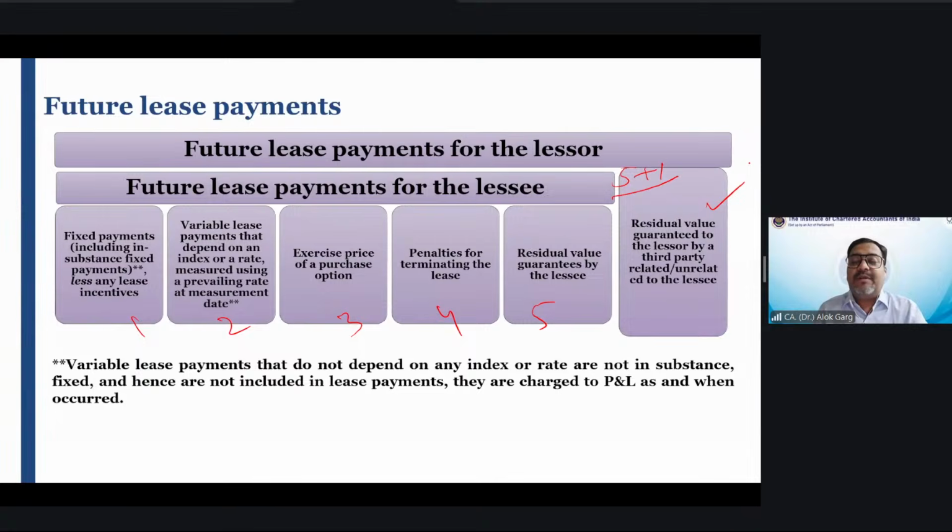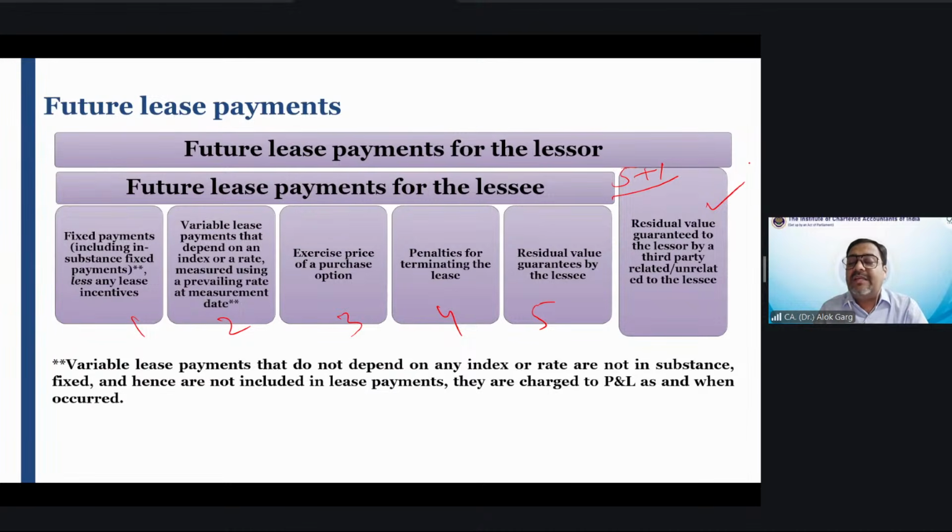Lease payment is equal to fixed payment plus in-substance fixed payment minus lease incentive plus variable lease payments which are dependent on an index or a rate. Variable lease payments dependent on an index or a rate, right? Not on the basis of output, not on the basis of turnover, but dependent on an index or a rate, for example wholesale price index, consumer price index, inflation index, okay? Plus exercise price of a purchase option. If the lessor has given a purchase option to the lessee and the lessee is reasonably certain to exercise the purchase option, in that case the exercise price will also become part of the lease payment.